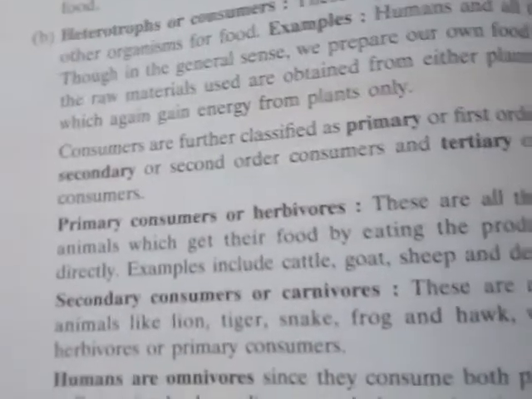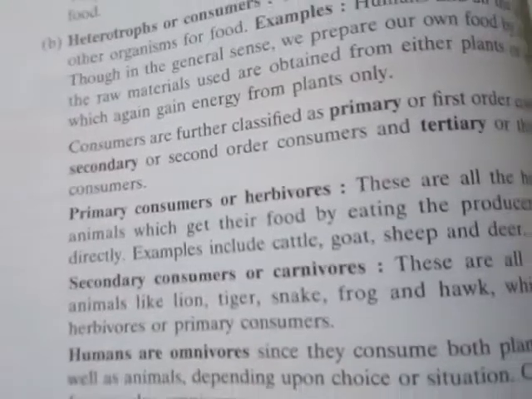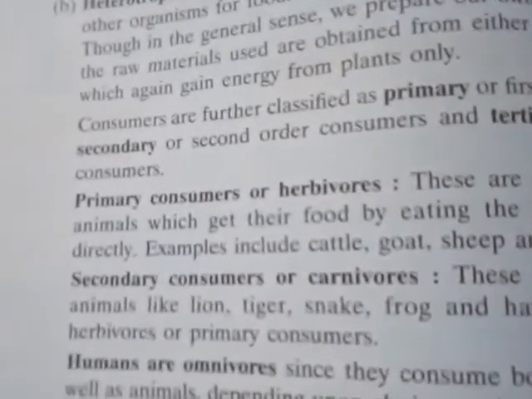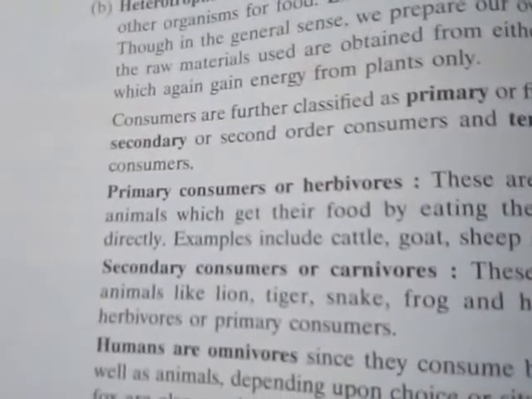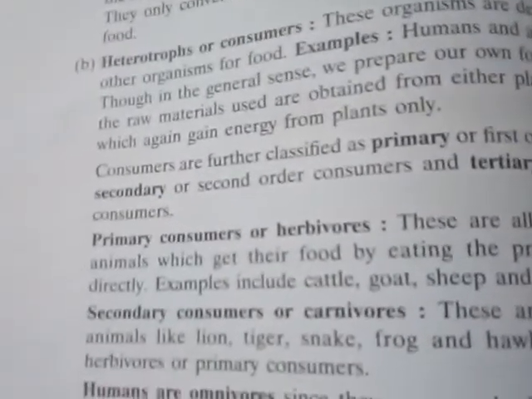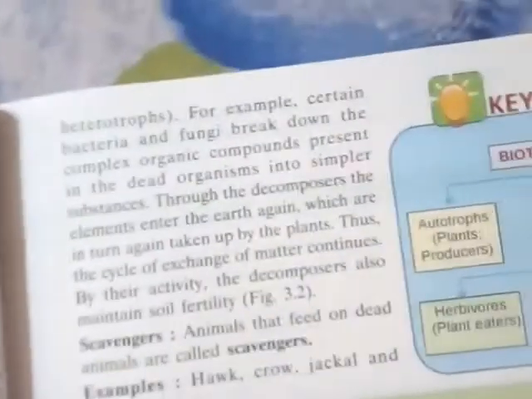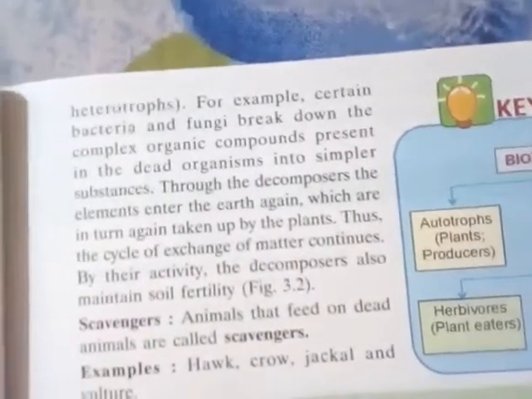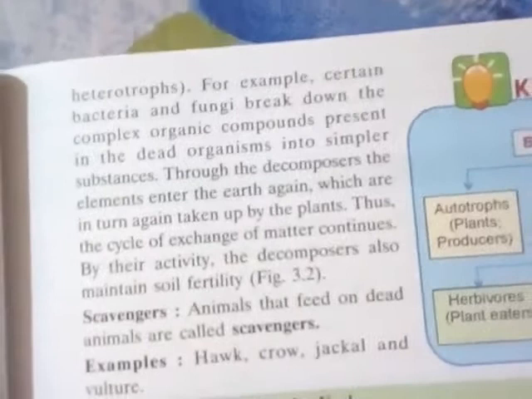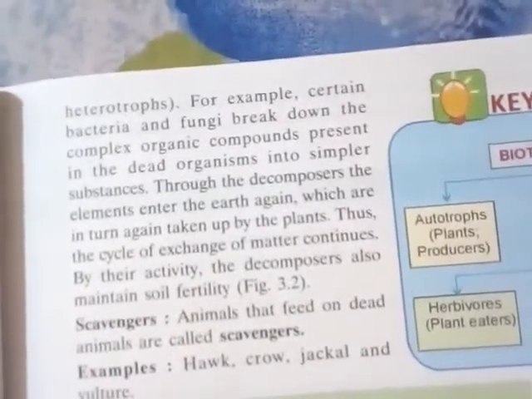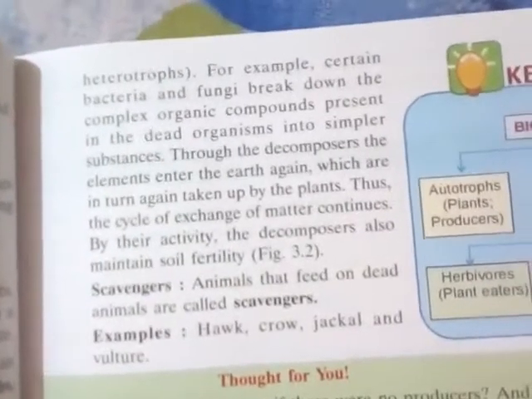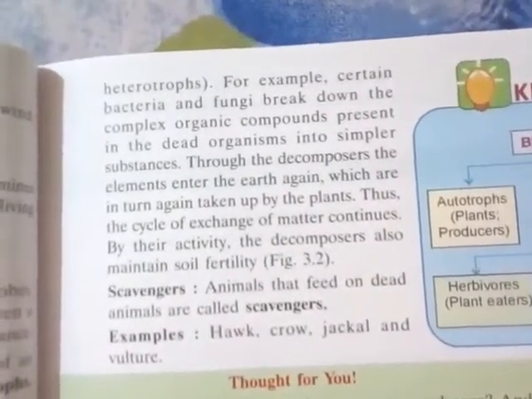So the main basic categories are the primary, secondary and tertiary. And the third important part is called the decomposers. Decomposers are one kind of heterotrophs, like certain kinds of bacteria, some protozoa, and fungus. They depend on dead organisms. Through the decomposers, the elements enter the earth again, and in turn are taken up again by the plants. Some of them are also called scavengers.